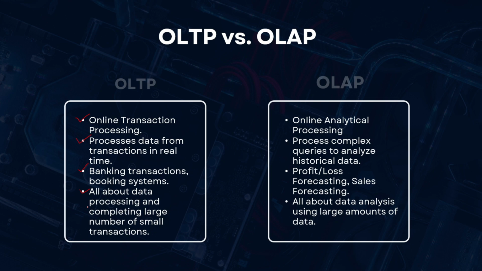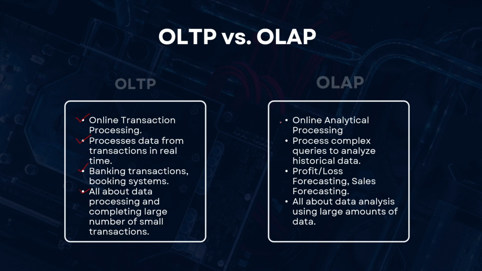So again, a large number of small transactions. This could also be related to your banking transactions, wherein a lot of deposits are coming in and a lot of withdrawals are going out. Now you can see a deposit is a small transaction, but multiple deposits, hundreds and thousands and tens of thousands of deposits, become a large number of small transactions.